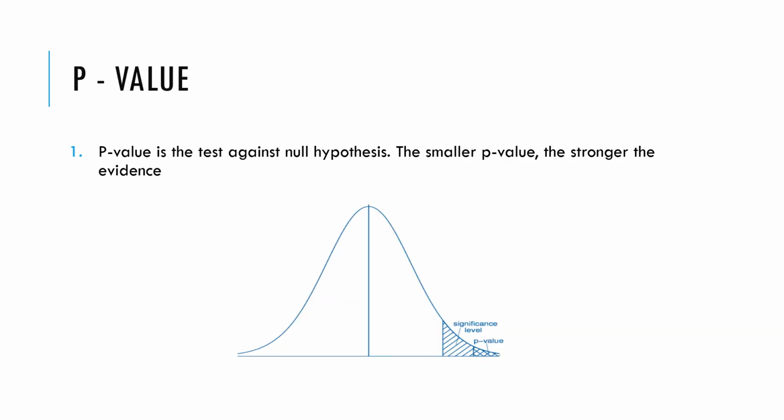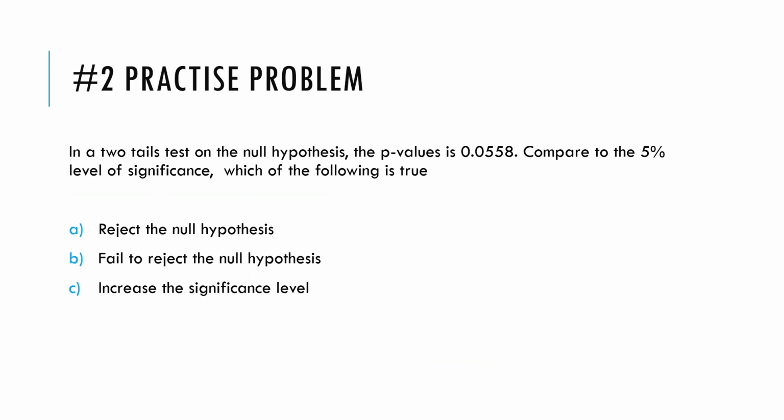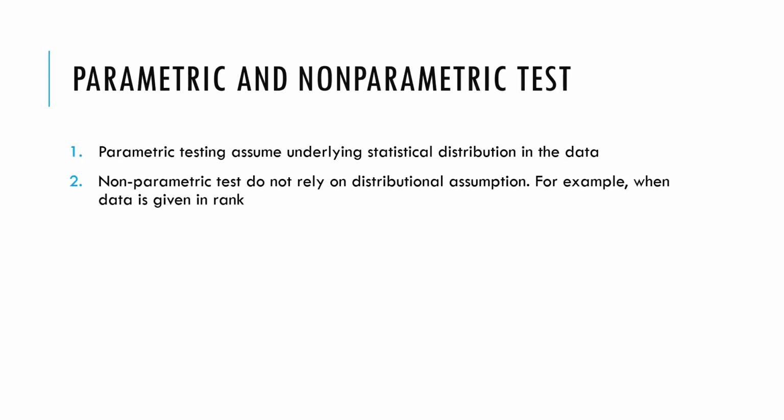For example, when we have the significance level or critical value of 5%, the smaller the p-value, the greater the confidence level. As we increase the confidence level of the null hypothesis, we also increase the type 2 error. In a two-tails test on the null hypothesis, the p-value is 0.0558. Compared to the 5% level of significance, which of the following is true? This slide explains the difference between parametric and non-parametric tests.